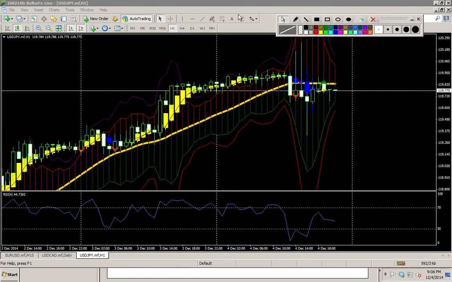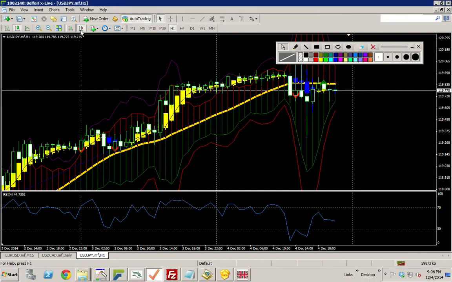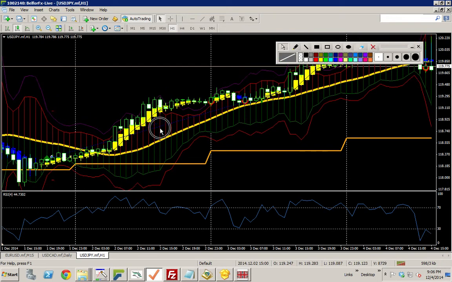Right, so I'm just going to turn on the auto scrolling. Auto scrolling this. That's very good. So turn off the auto scrolling so we can see what we're doing.